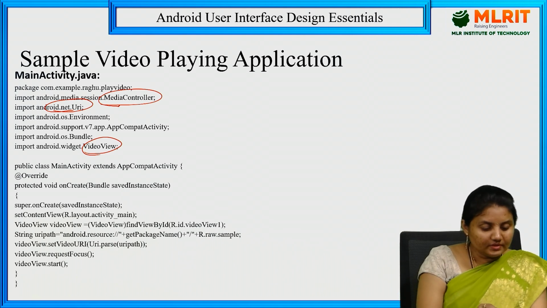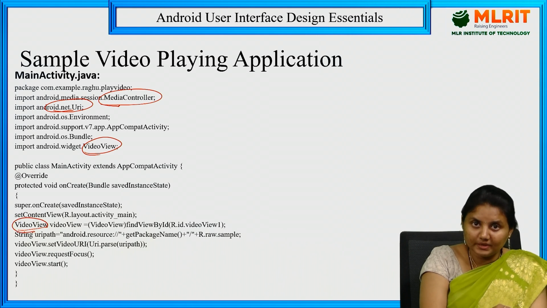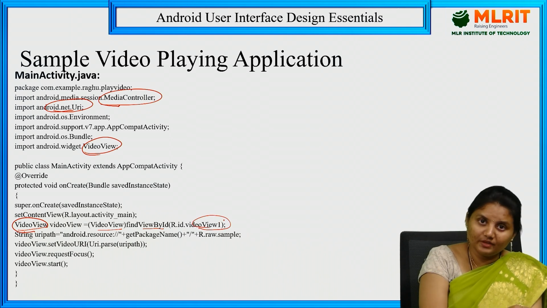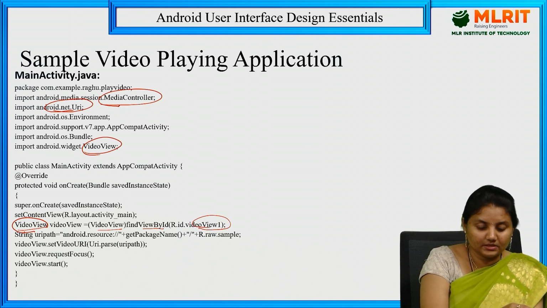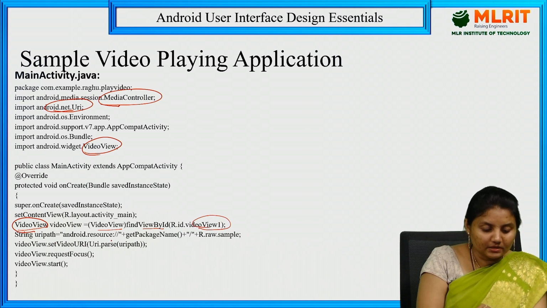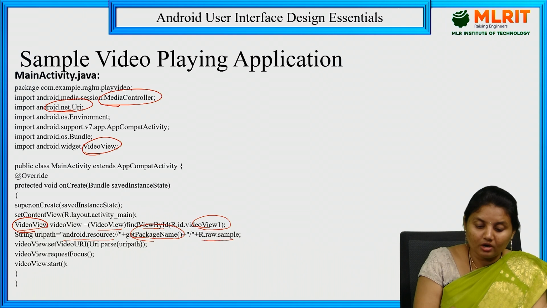Now, after setContentView, what do we have to do? VideoView, the class to display your video, object name videoView, findViewById, the name of the id which you have given in your activity XML. Now, string URI path. So this is the URI, Android resource. Get the package name from where? From R.raw.sample. Okay, getPackageName.